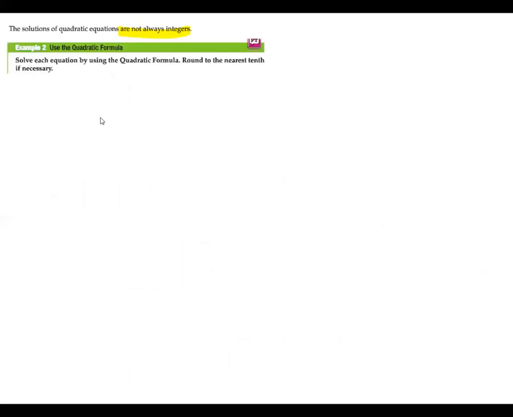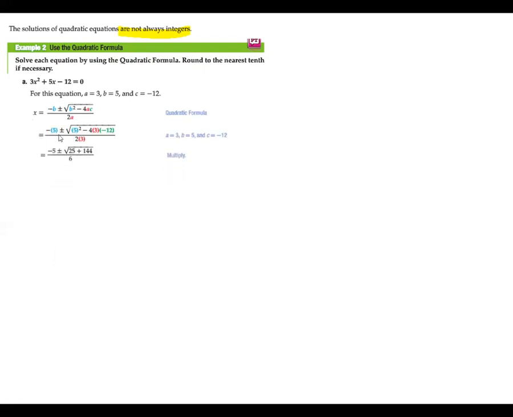All right, solutions of quadratic equations are not always integers. So let's solve this one and round our answers to the nearest tenth. It's already set equal to 0. My A is 3, B is 5, C is negative 12. When I plug those into the quadratic formula, I would get negative 5, plus or minus the square root of 5 squared, which is 25, and 4 times 3 times negative 12 gives you positive 144. The 2 times 3 is 6.